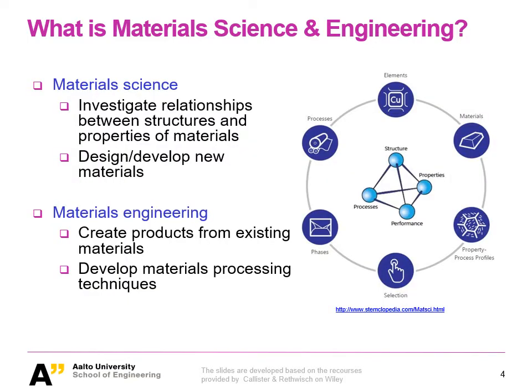Then we moved on to our very basic, important concept of material science and engineering, which is this famous tetrahedron: process, structure, property, performance. If you forget anything from this course, please remember this. This is really the key chain of material science and engineering.